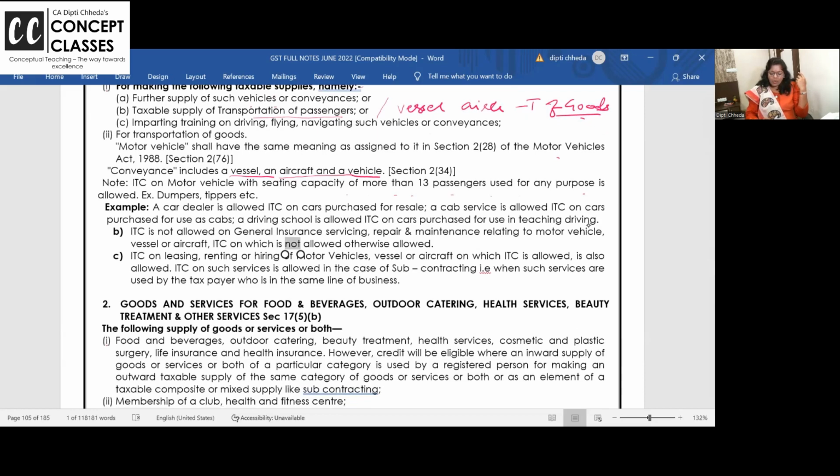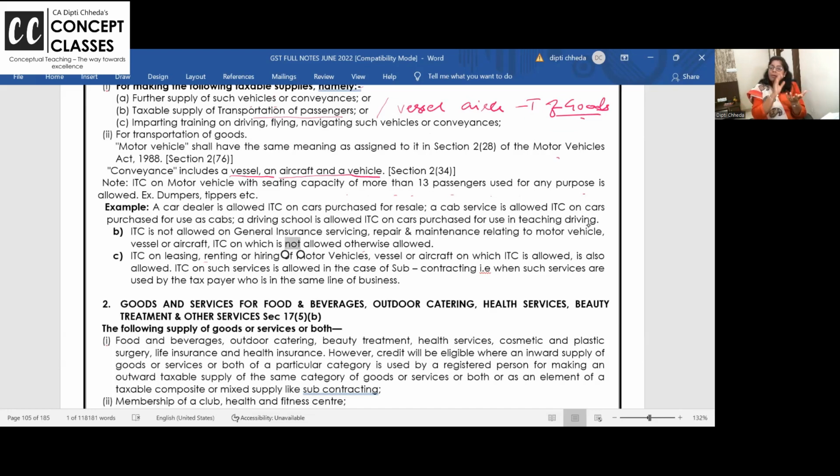ITC is not allowed on general insurance, servicing, repair and maintenance relating to motor vehicle, on which ITC is not allowed. Now what will happen here? Motor vehicle, I have a 5-seater motor vehicle for to and fro of my director from his home to office. Is ITC allowed on this vehicle?